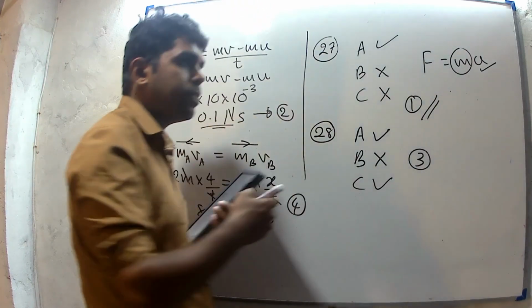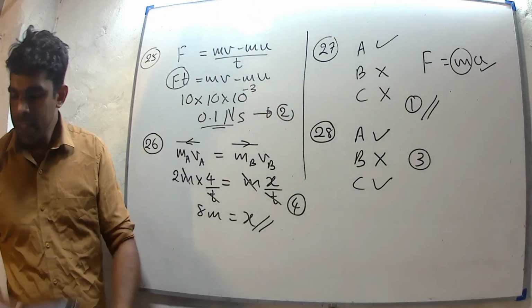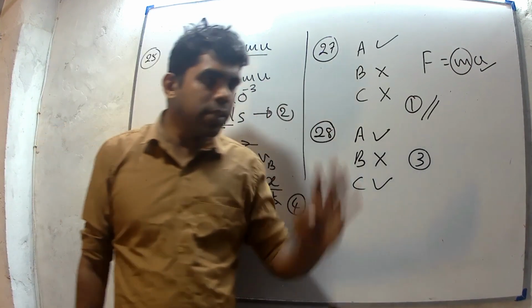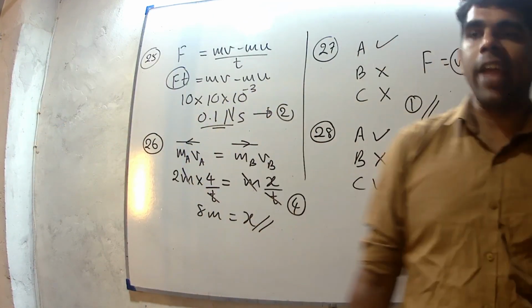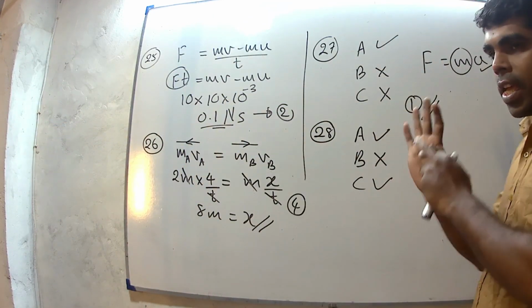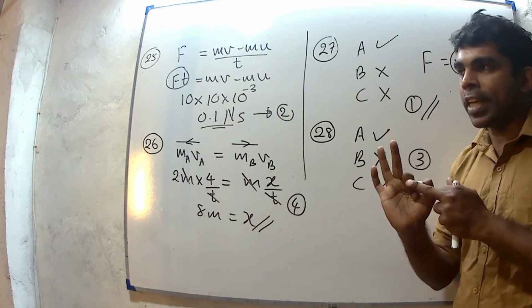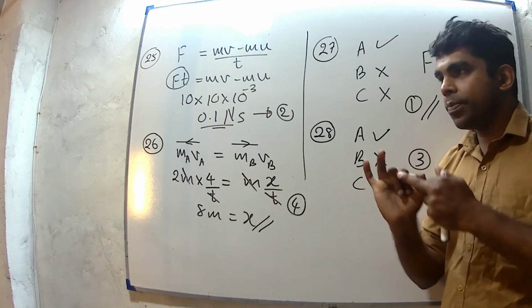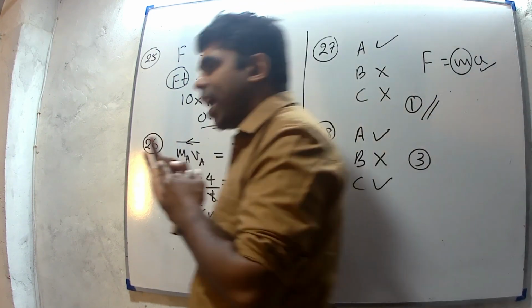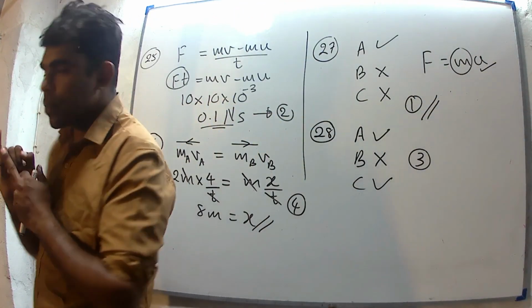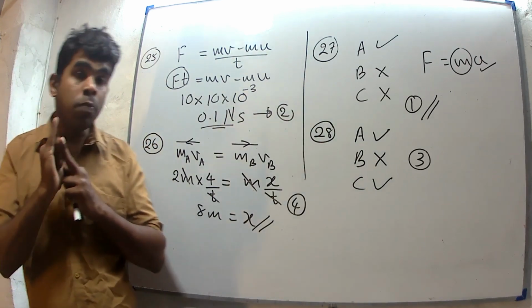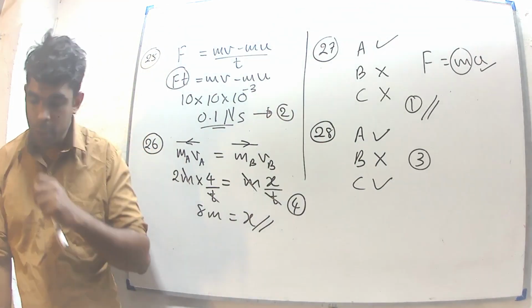Then answer is 3. You have to remember that there are 4 properties of action and reaction. First one is equal in magnitude. Second one, opposite direction. Third one, acting on the same action line. Fourth one, acting on two bodies, not the same body.